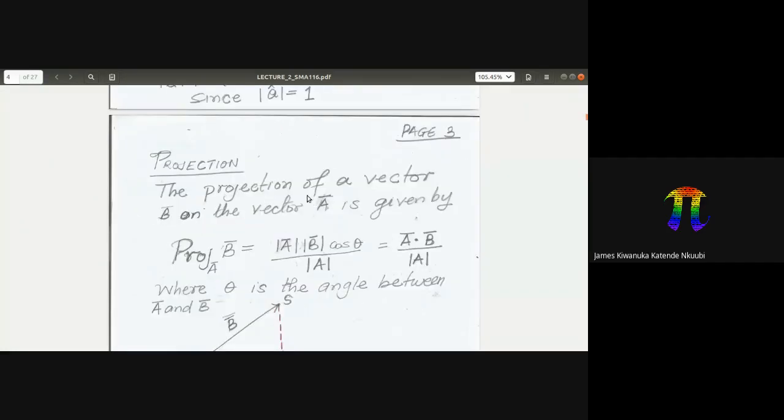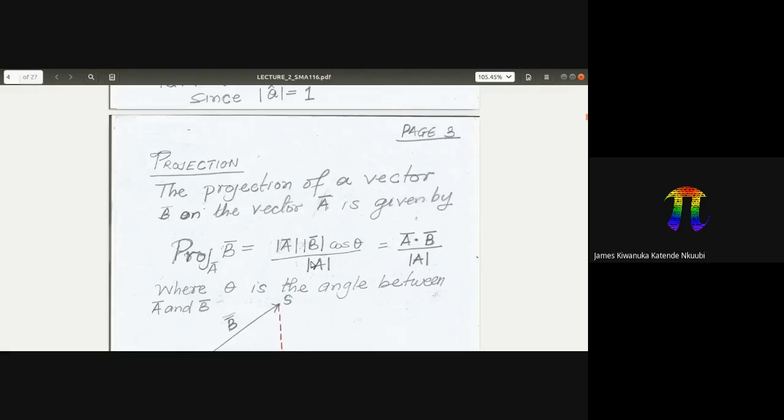So the thing to remember here is this formula, the projection of B on A. So focus on this notation. Projection of B on A requires that you have A as a subscript here, and then the vector that is being projected on A appears here. And the formula will simply be the magnitude of A multiplied by the magnitude of B times the cosine of the angle between the two vectors, and all this is divided by the magnitude of A, which again can be simplified to A dot B divided by the magnitude of A.